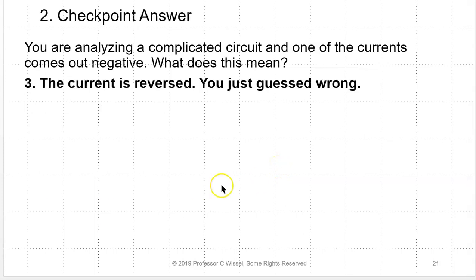You're analyzing a complicated circuit and one of the currents comes out negative. What does it mean? The current's reversed, you just guessed wrong. Don't go back and redo the problem.